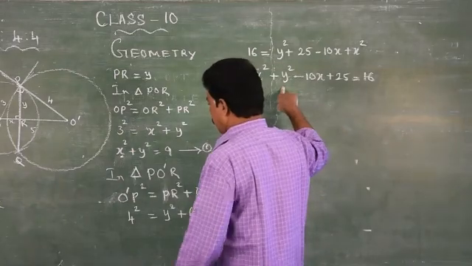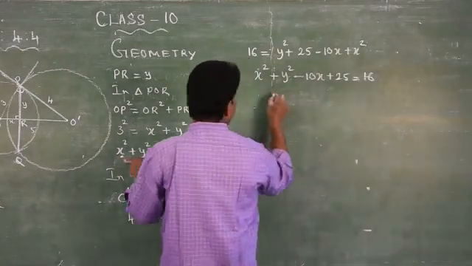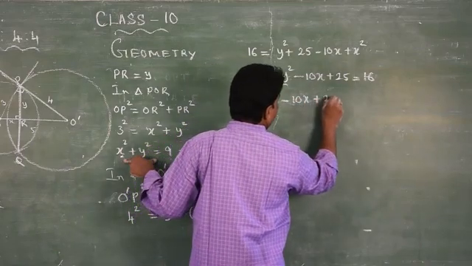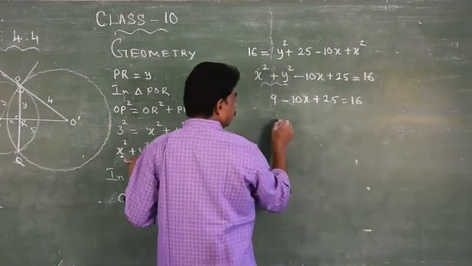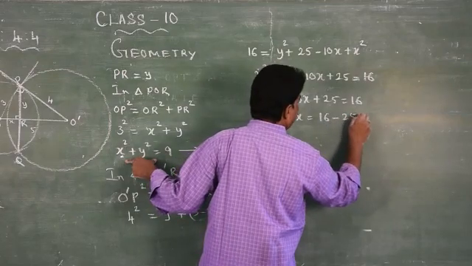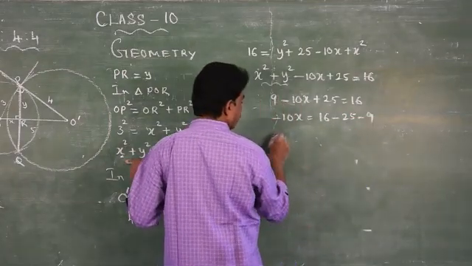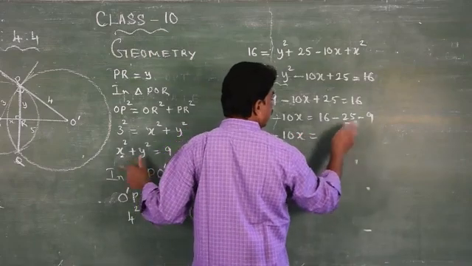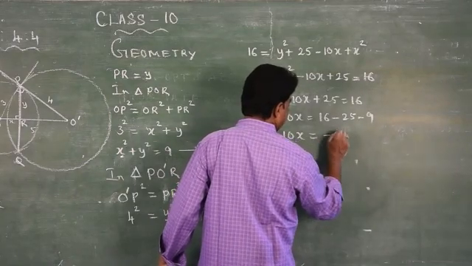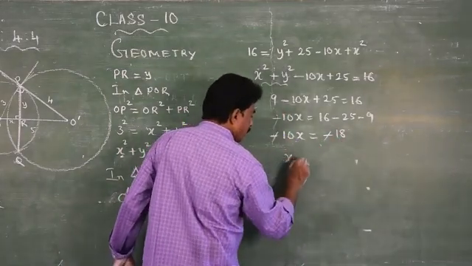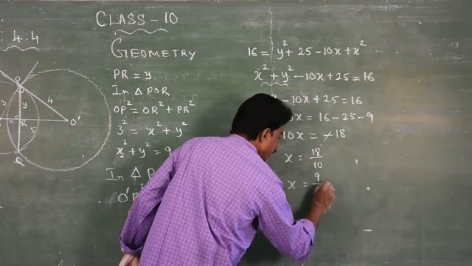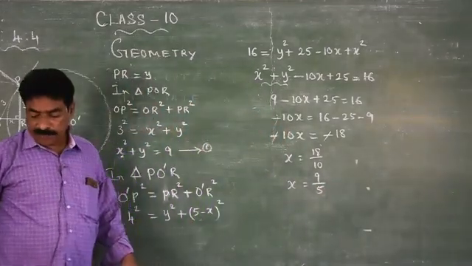What is x square plus y square? We know that is 9. So when you substitute, 9 minus 10x plus 25 equal to 16. So minus 10x is equal to 16 minus 25 minus 9. Minus 10x is equal to minus 18. Minus and minus cancel, so x is equal to 18 by 10 or 9 by 5. So x is 9 by 5.